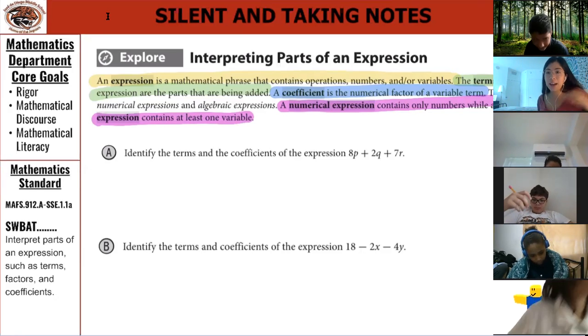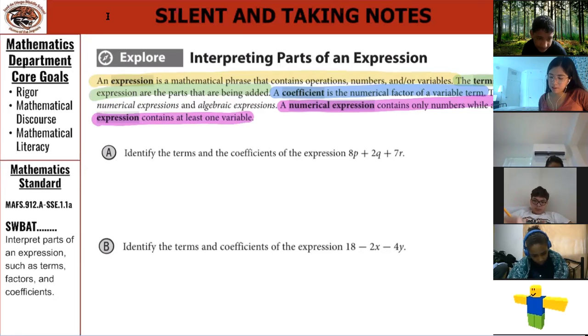All right, but then they have some similarities. So starting with the terms, what is the term? The terms of an expression are the parts that are being added. Okay, exactly. So we separate things out by addition, and we'll talk about that in just a second. All right, what is a coefficient? The numerical factor of a variable term. All right, so coefficients are the numbers that we see.